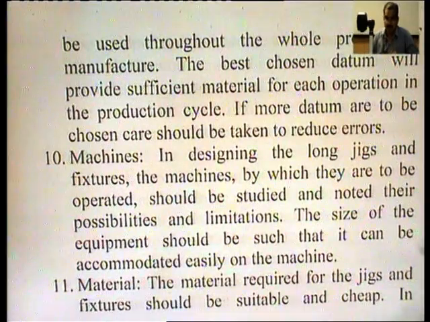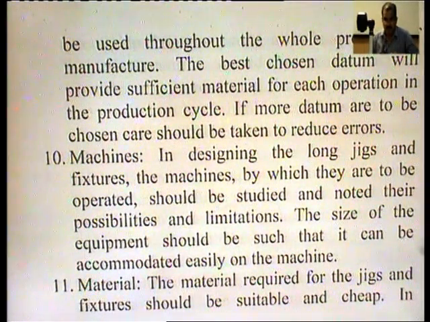Then comes machines. In designing long jigs and fixtures, the machine by which they are to be operated should be studied and their possibilities and limitations noted. The size of the equipment should be such that it can be accommodated easily on the machine. It means before designing the jigs and fixtures, we are to study the capabilities and limitations of the machine on which these jigs and fixtures are to be used.